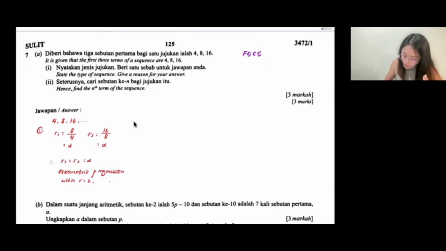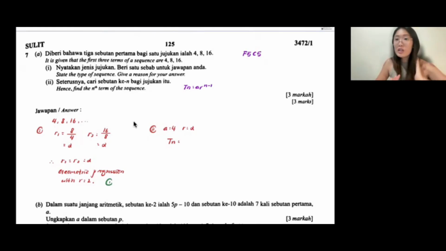All right. And then part 2, this one only 1 mark. Part 2, hence find the nth term of the sequence. We have first term and common ratio R. This is geometric progression, isn't it? So Tn's formula is what? Tn's formula is ar power n minus 1. You can refer to this in your formula sheet. No need to memorise, you just need to know when to use it. So a is 4, r is 2, n minus 1 for the power.